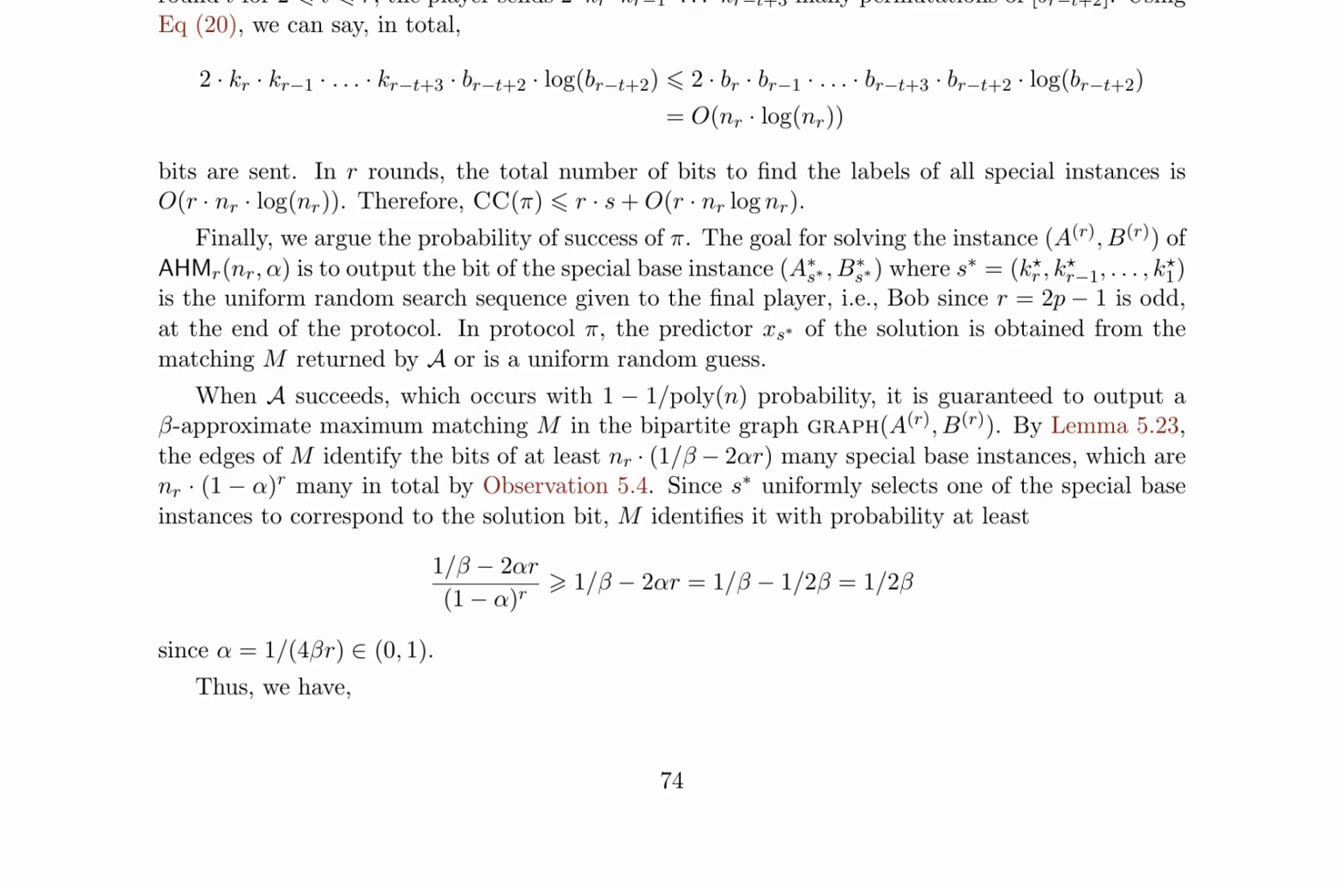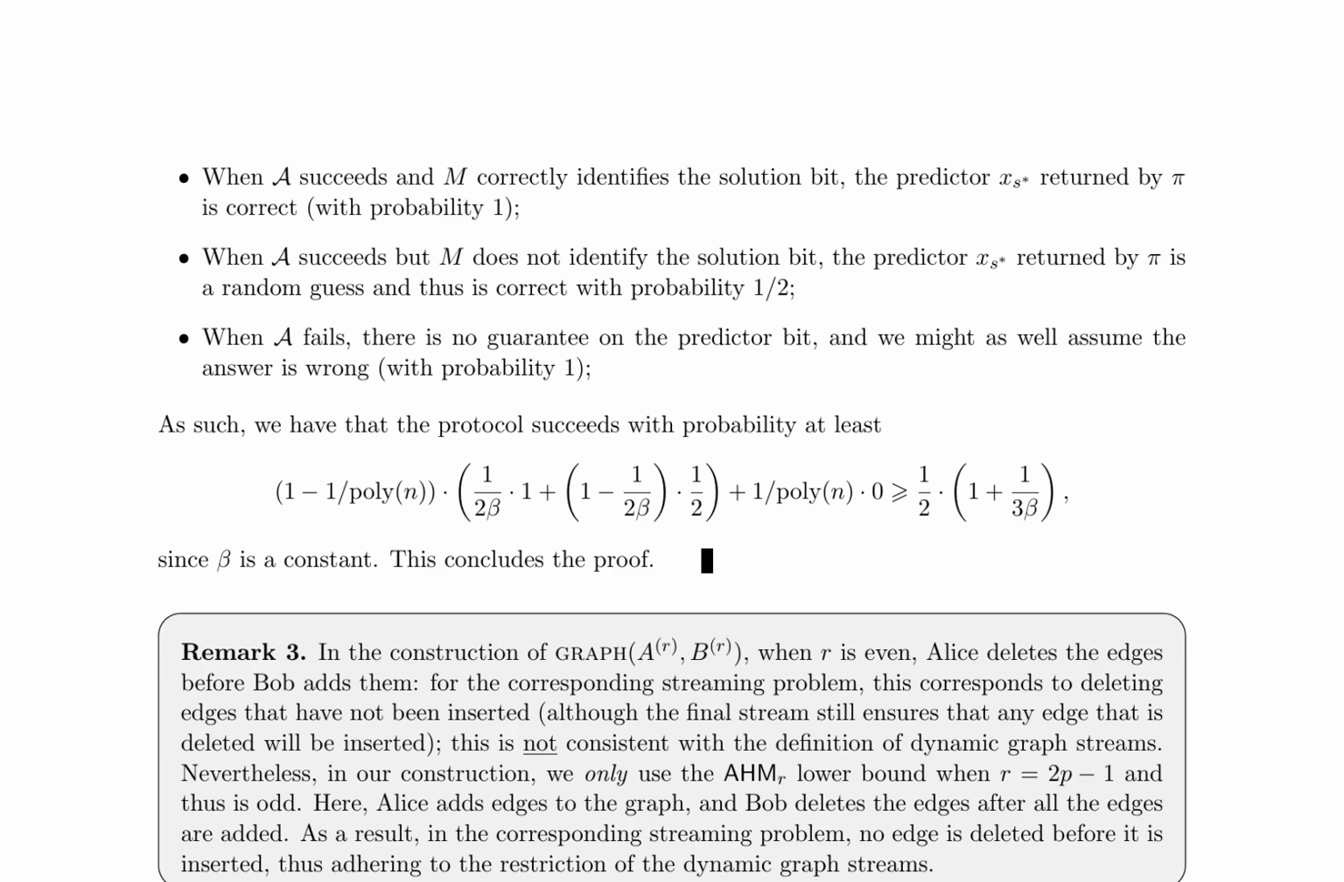The analysis relies on several key concepts, including the simulation of algorithm A, the identification of the labels of the special base instances, and the probability of success of Pi. The results are presented in a formal and technical manner, using mathematical notation and equations to support the claims. The protocol's success probability is analyzed based on the outcomes of algorithms A and M. When A succeeds and M correctly identifies the solution bit, the predictor X S** returned by Pi is correct with probability 1.